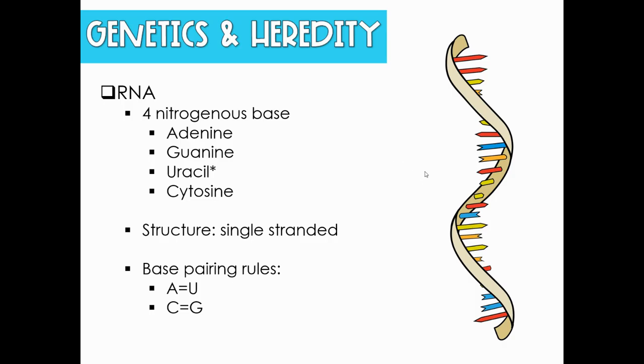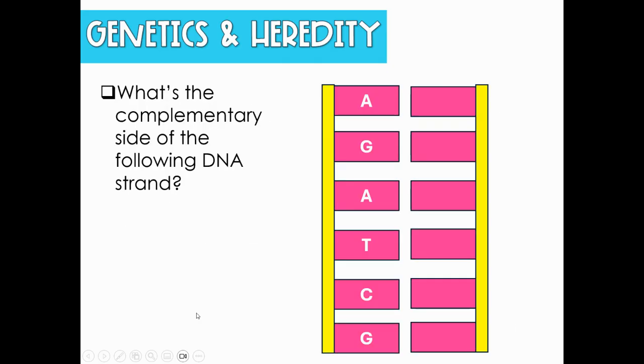I didn't put that on the slide, but there's a difference in the sugar. So earlier I mentioned that DNA is made of deoxyribose. RNA is made of ribose. Now, the base pairing rules are going to be a little different for RNA since we don't have the thymine. So with DNA, A paired with T, but since T is going to be replaced with uracil, A is going to pair with U when we're talking about RNA. And then C pairs with G, just like with DNA.